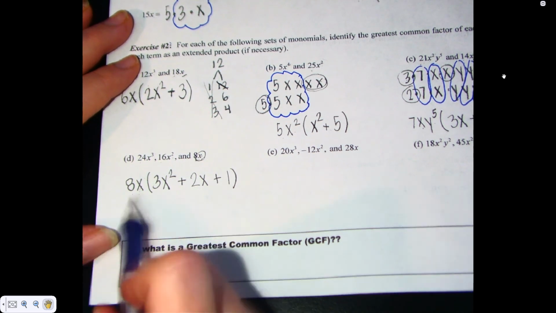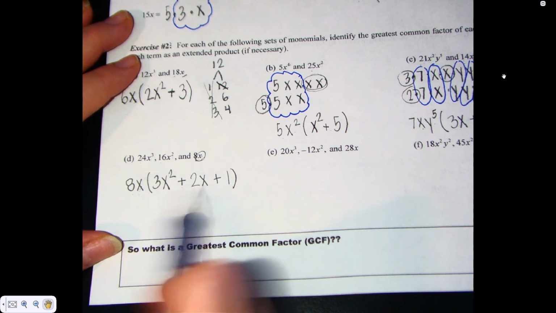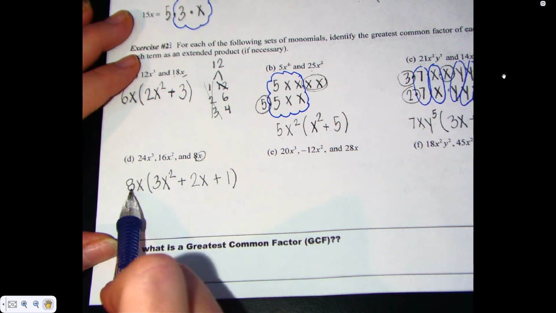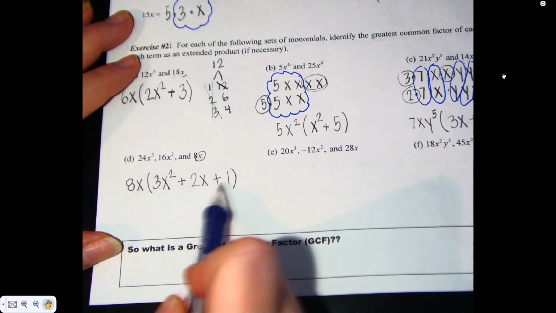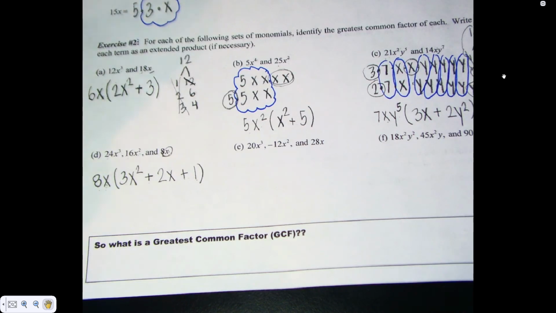Okay. All right, so 8 times 3 is 24. X times x squared is x cubed. Plus 8 times 2 is 16. X times x is x squared. Plus 8 times 1 is 8. X comes along for the ride. 8x times 1 is x. Oh my goodness gracious. All righty. These are a lot. I'm going to skip those last two because we have a lot to do here.